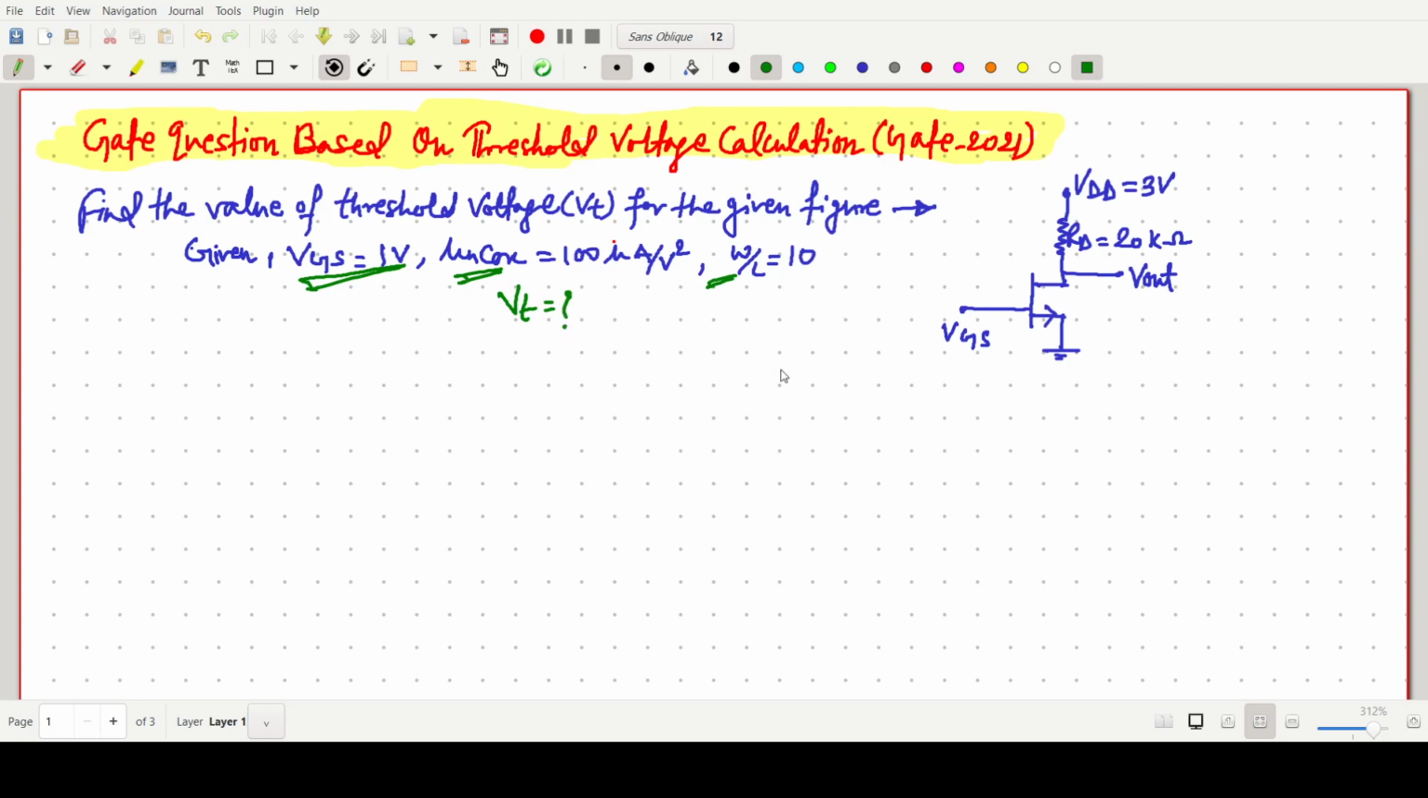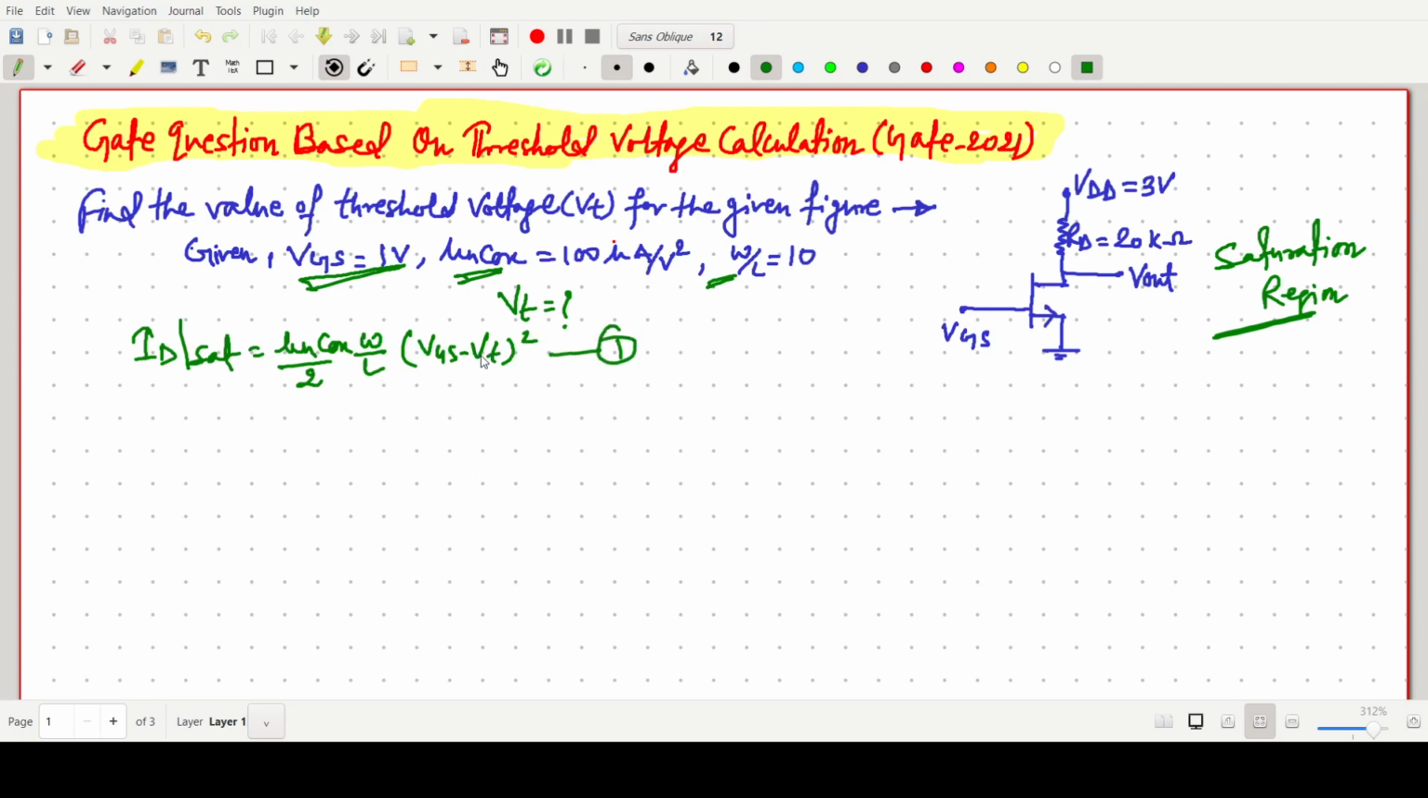In the question, it is also given that the transistor is working in the saturation region. I have not written it, but it is given: the device is working in the saturation region. So in such a question, we first write the drain current equation in the saturation region: ID equals mu n Cox W by L by 2 into VGS minus VT whole square. This one is the first equation. From here we can find the value of VT.